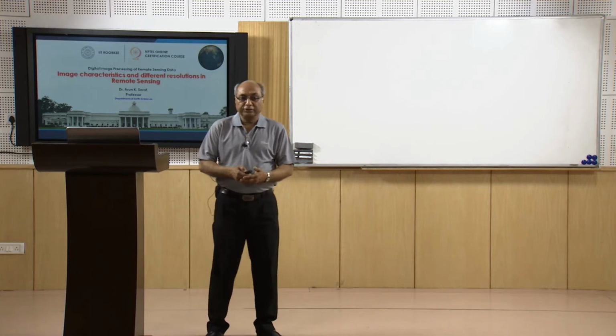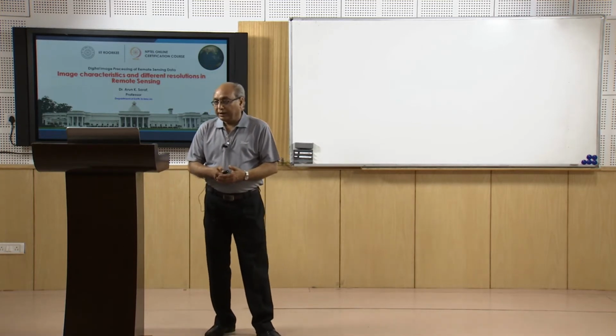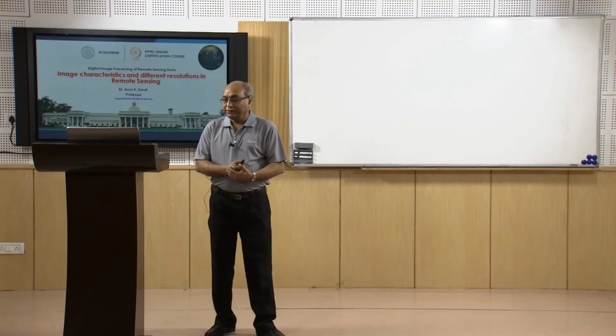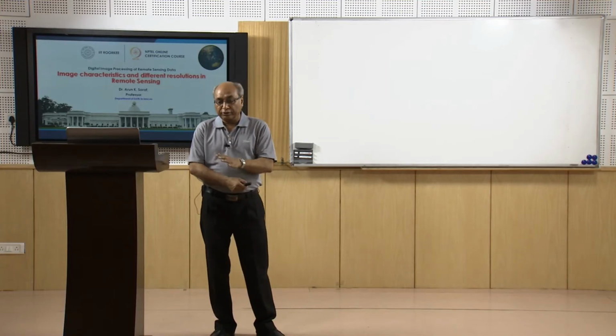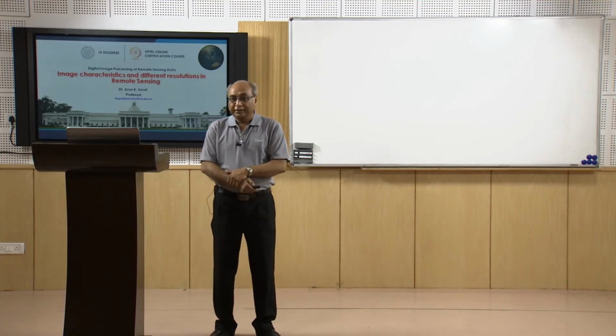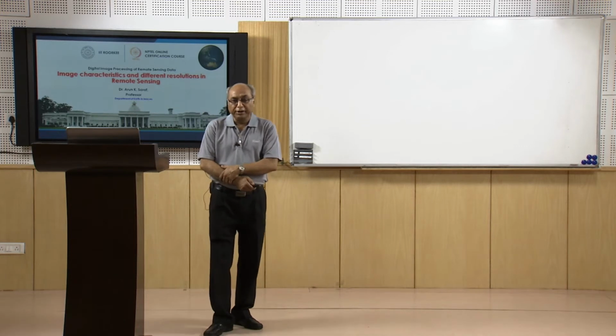This slide you have already seen in the very first lecture. A picture tells 1000 words and a satellite image tells 10,000 words. So after going through the third lecture, the introduction to digital image processing, you might have realized that yes, a satellite image can tell 1000 words after the processing, analysis, interpretation and inference. So a lot of inferences can be made. That is why I am repeating this slide and a few more slides, because now we know what we are going to do in digital image processing.